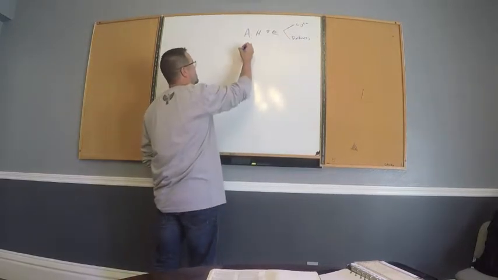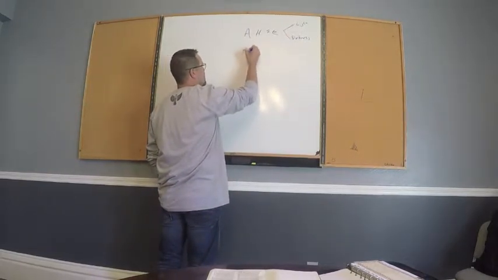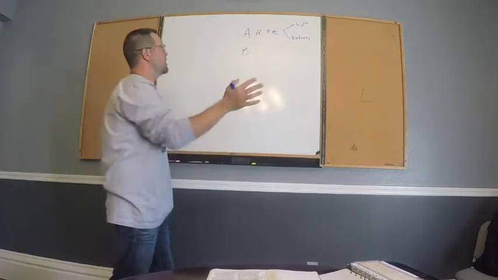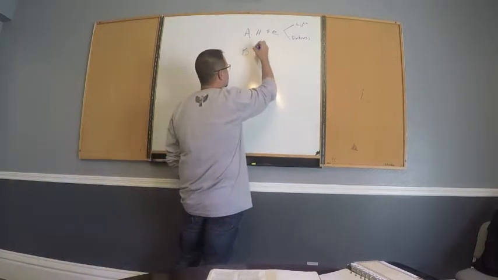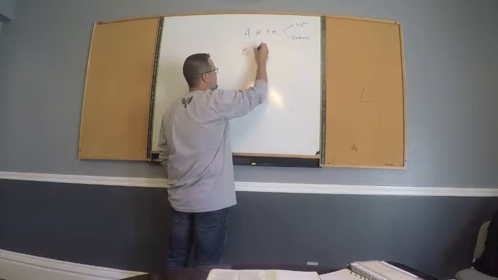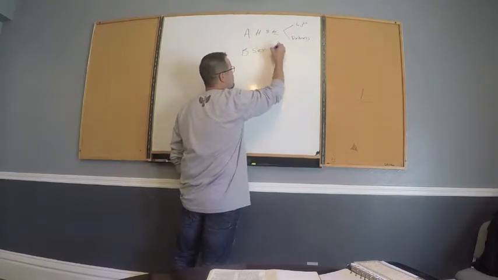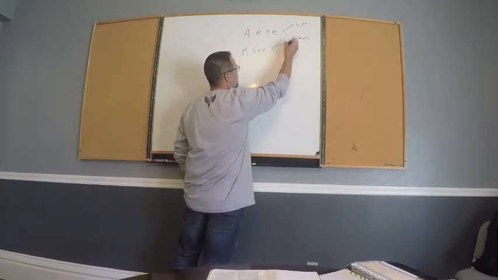Then we move on to day 2. I'm using letters to reference these now. It'll make sense why in just a second. On day 2, we're told that God creates the sky and that he separates water from water.